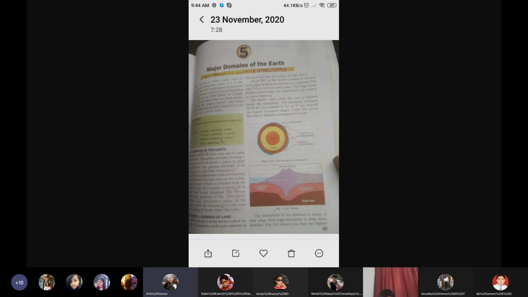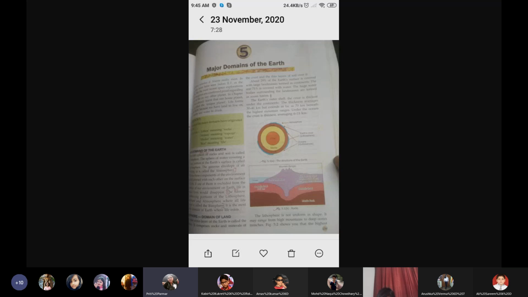So those huge water masses that surround the land masses are called the oceans. The biggest water body is ocean, and the biggest land mass is called continent. So if we see the earth through a satellite, it forms two major distinctions, the land mass area and the water bodies. 29% of these land masses are the huge continents, and the remaining 71% are the oceans.